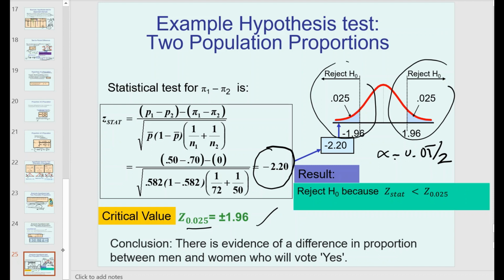So where is it? It is here, right? So what is this area again? This is your rejection area. So you need to reject H null because your Z stat is less than the Z critical value. When you reject H null, there is evidence of a difference, because your H null said there is no difference, right? So when you reject H null, there is evidence of a difference in proportion between men and women who will vote yes.